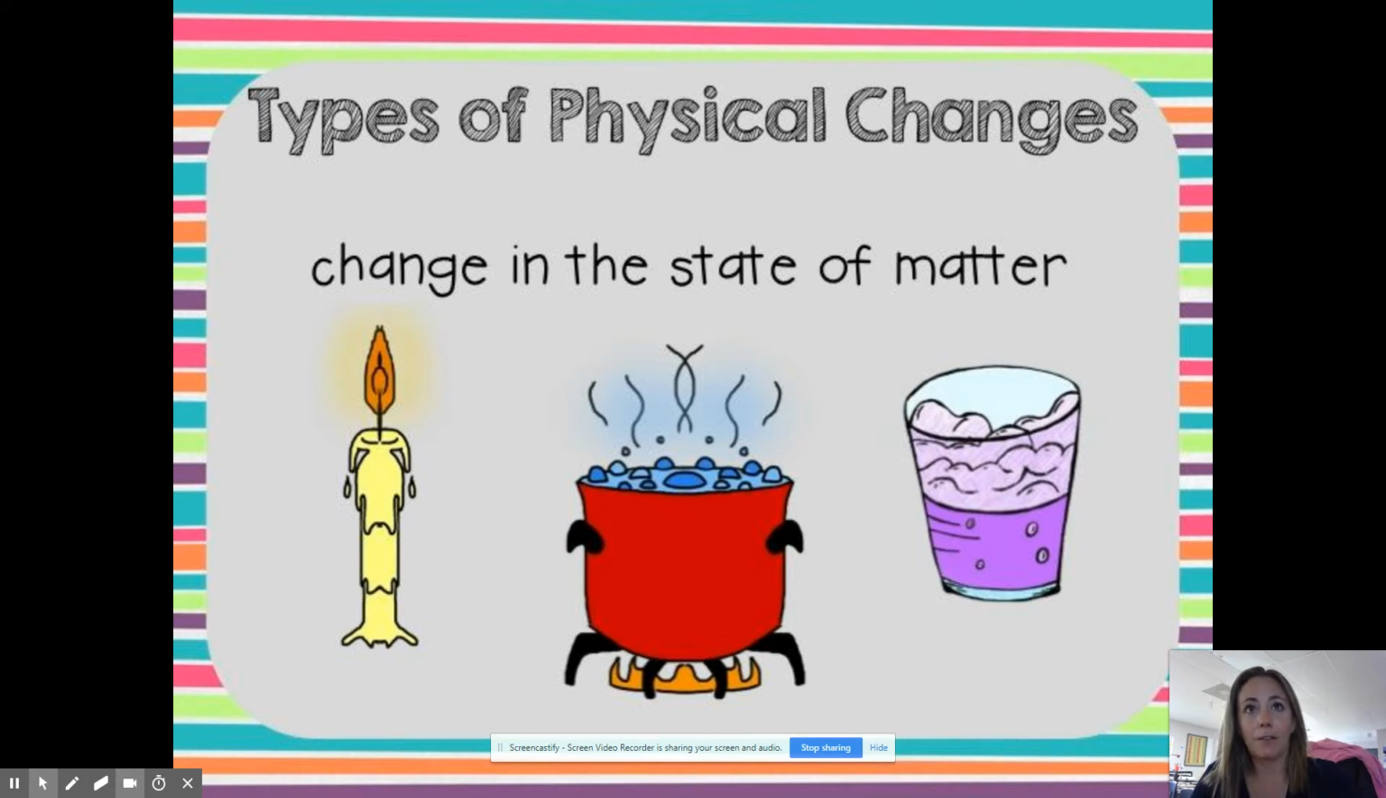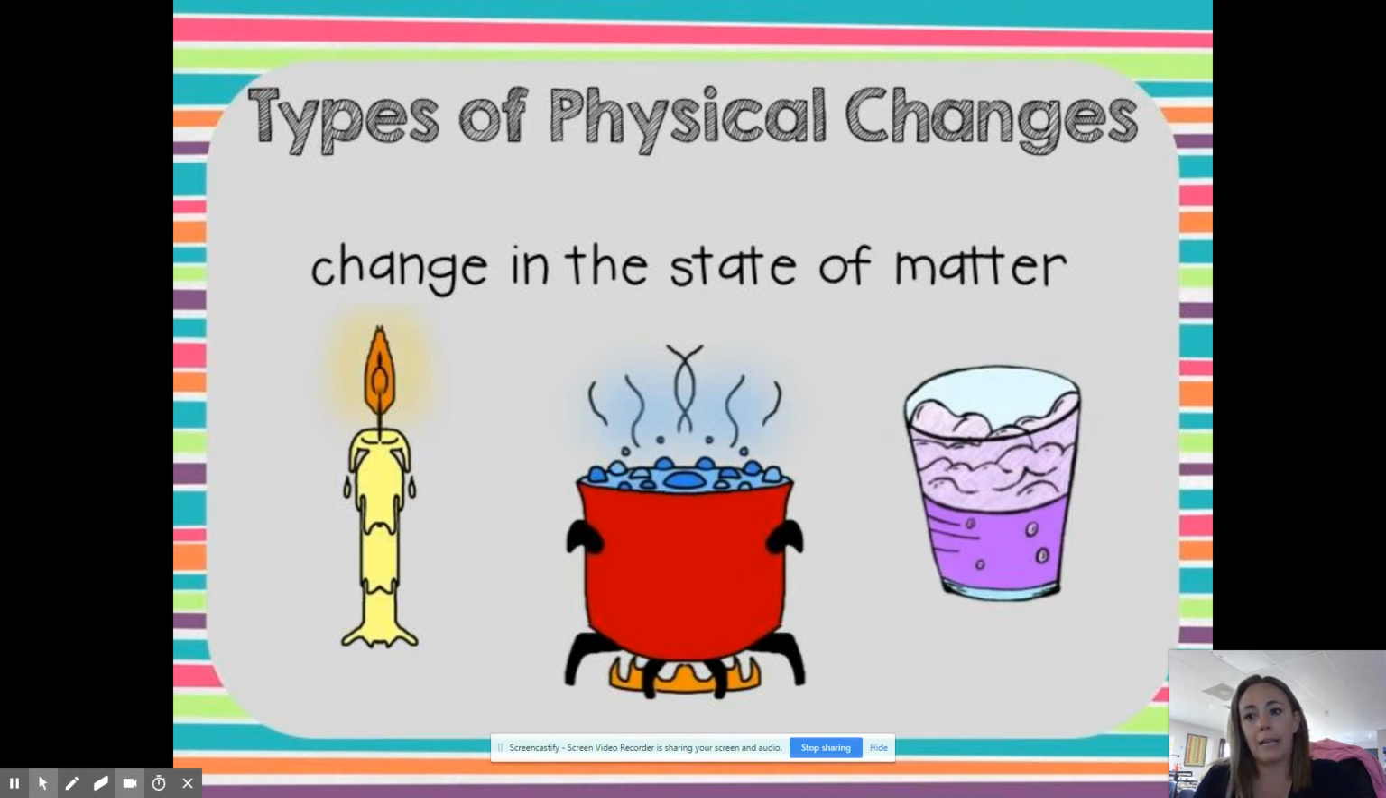All right, the first one is the change in the state of matter. State of matter. This should be number 1. If you take an ice cube and you leave it out on the counter, it's going to melt. Okay, that physical change is going from a solid to a liquid.